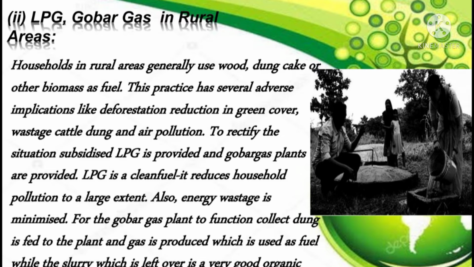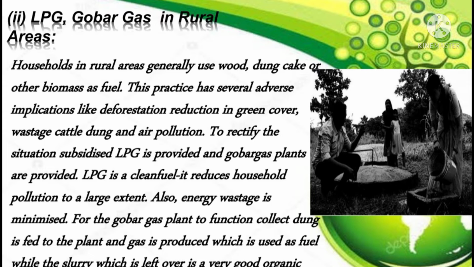The second is LPG and gobar gas in rural areas. Households in rural areas generally use wood, dung cake or other biomass as fuel. This practice has adverse implications like deforestation, reduction in green cover, wastage of cattle dung, and air pollution. To rectify the situation, subsidized LPG is provided and gobar gas plants are provided. LPG is a clean fuel; it reduces household pollution to a large extent.